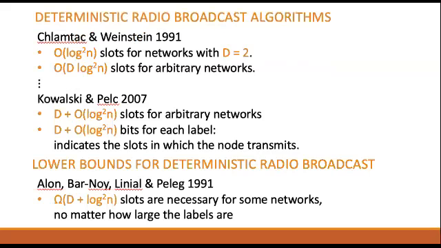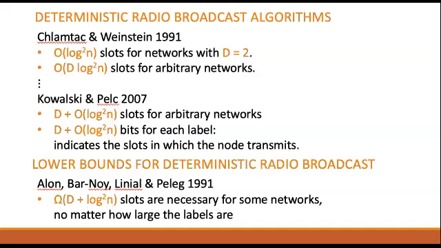The first interesting deterministic radio broadcast algorithm was published by Chlamtac and Weinstein in 1991. They gave an O of log squared n algorithm for networks with source eccentricity 2, and then used this algorithm one level at a time to get an O of d log squared n algorithm for networks with source eccentricity d. Their algorithm assumes nodes have distinct identifiers.